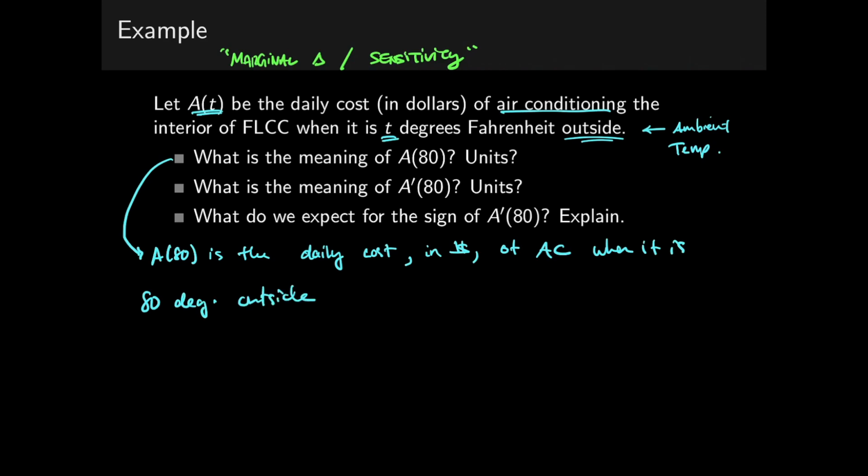All right, so that's pre-calc stuff. What is the meaning of A prime of 80? Well, again, this is really the limit, as we could say, as delta t approaches 0 of delta A over delta t. And again, these units are going to be what? Dollars per degree Fahrenheit.